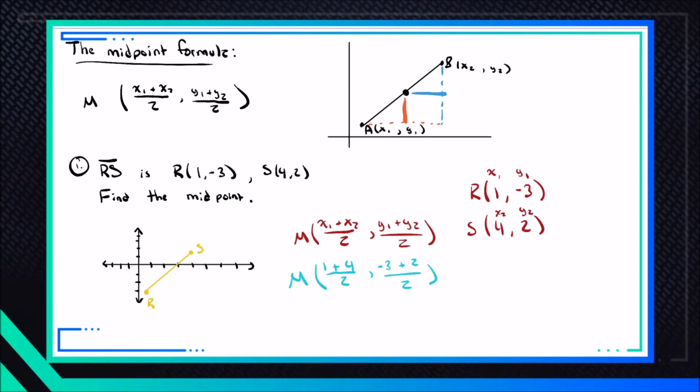And I wish we could leave things like that, but we do need to simplify. So 1 plus 4 is 5. 5 divided by 2 we can leave as 5/2, or you can simplify that to 2.5. And then -3 plus 2 is -1. -1 divided by 2 is -1/2. So our midpoint is actually at 5/2, or 2.5, comma, -1/2. So our midpoint is right there.